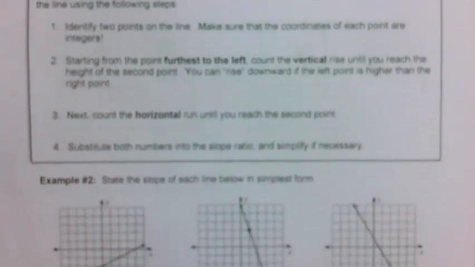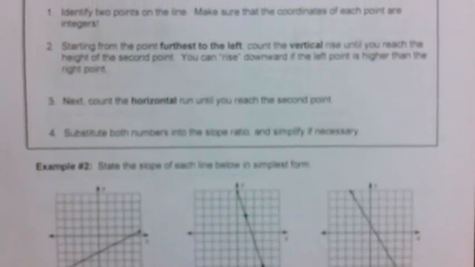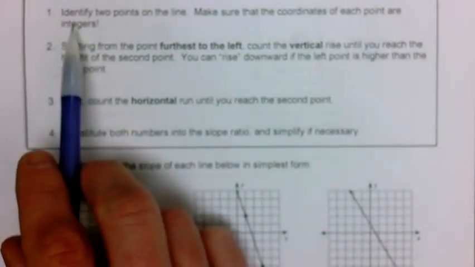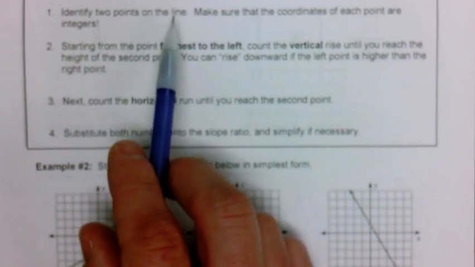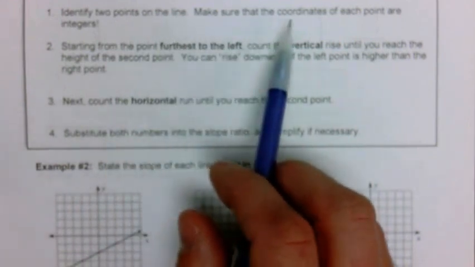So the box here lays out the steps that we're going to follow. If you have a line that's already been graphed, then you can easily calculate the slope of the line by using the following steps. The first thing that you need to do is identify 2 points that are on the line. Make sure that the coordinates of each point are integers.